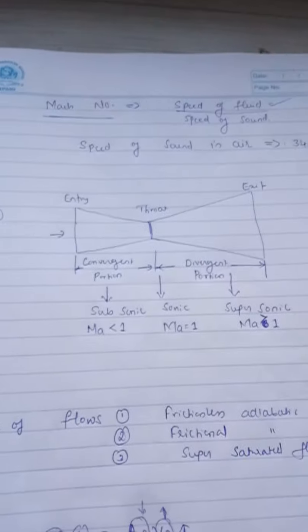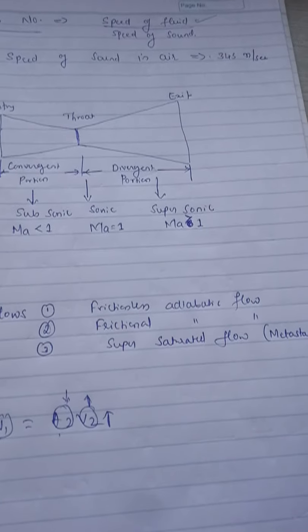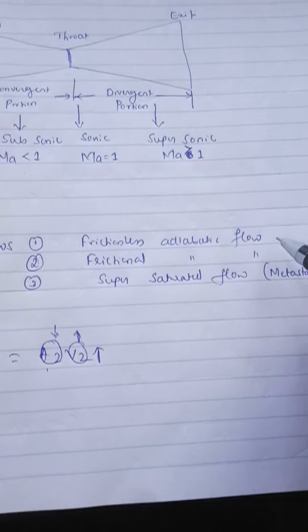Next we will go for types of flows. There are 3 types of flows. One is frictional adiabatic flow.